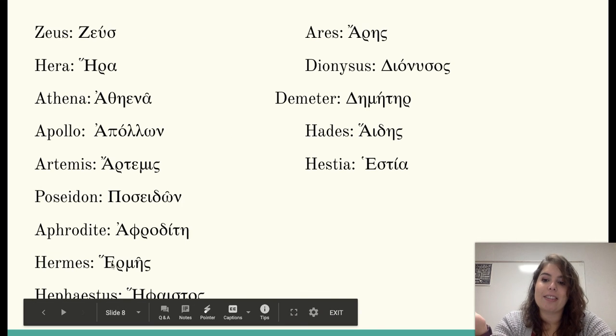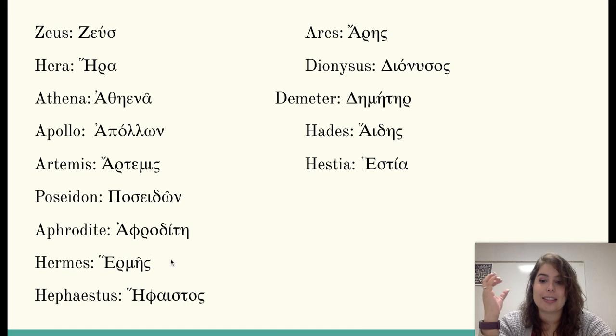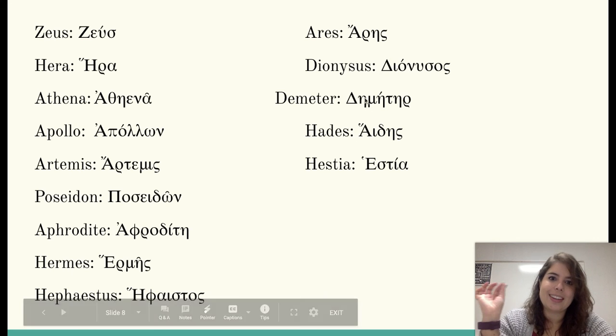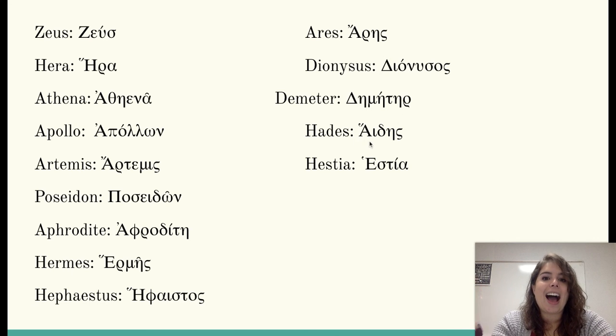So Hermes is another one. We have that epsilon, that short E with the rough breathing to get that H sound. So Hermes. Same with Hephaestus. So Hephaestos, Ares, Dionysos, Demeter, Hades, and Hestia. So I'm probably sounding horrible to any people who know modern Greek.